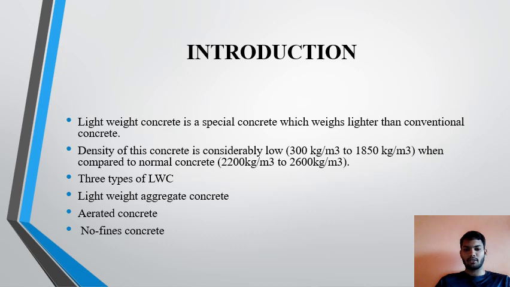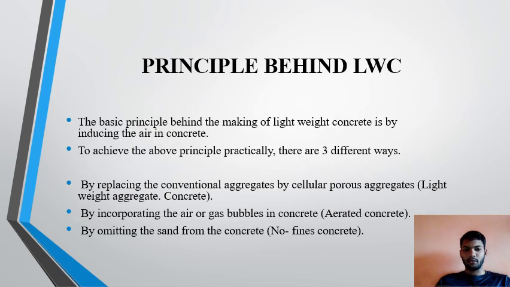Lightweight concrete is a special concrete which weighs lighter than conventional concrete. The density of the concrete is desirably low, 300 kilograms per cubic meter to 1850 kilograms per cubic meter, when compared to normal concrete at 2200 to 2600 kilograms per cubic meter. There are three types of LWC, that is lightweight concrete: first of all, lightweight aggregate concrete, aerated concrete, and no-fines concrete.